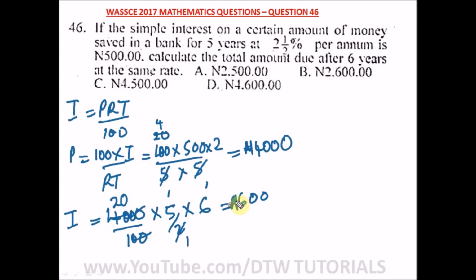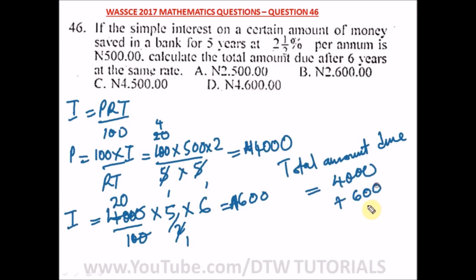All right, so what will be the total amount due now after 6 years? Total amount due is equal to 4,000 plus 600. So the total amount due after 6 years will be the principal plus the interest after the 6 years, which is 4,600. And our right option here is option D.